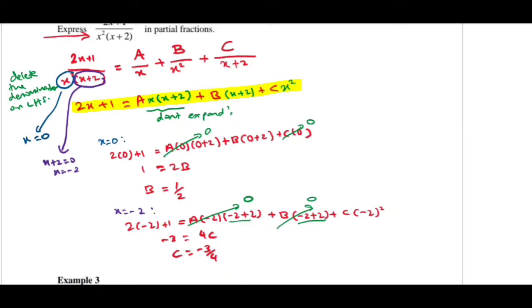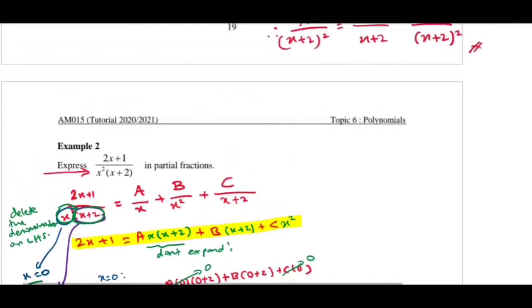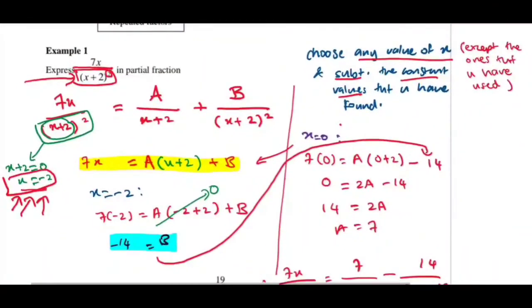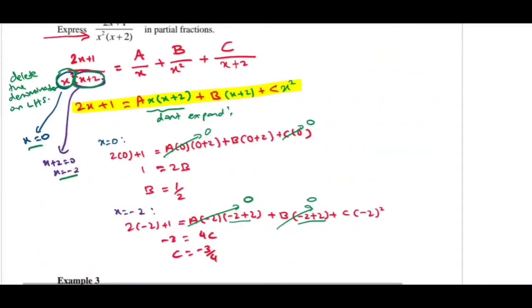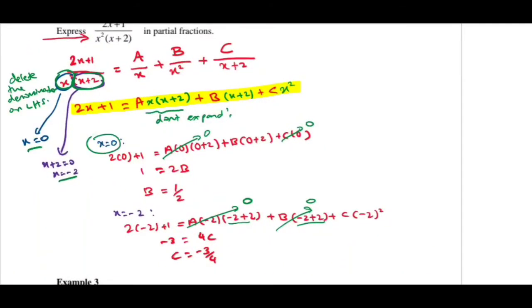What's the last value of x that we should substitute to find the constant a? Look at the denominator on the left hand side. We have used x squared and we have also used x plus 2, and there's no other factors that we can substitute in. So what do we have to do once we have run out of the values of x? Same as in example 1. Remember these notes. You can choose any value of x except for the ones that you have used and substitute the constant values that you have found. So you can choose any values of x. So you have used x equal to 0 and you have used x equal to negative 2.